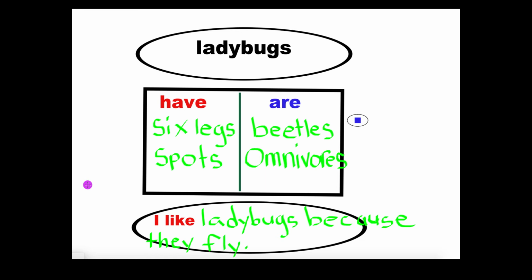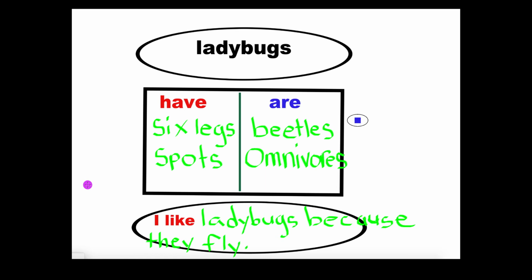Or you could say I like ladybugs because they are fun to look at. I like ladybugs because they're fascinating. Use a really large, higher thinking word. I like ladybugs because they're insects, and I like studying insects or learning about insects. There's lots of things you can tell me about ladybugs. There is no wrong answer.